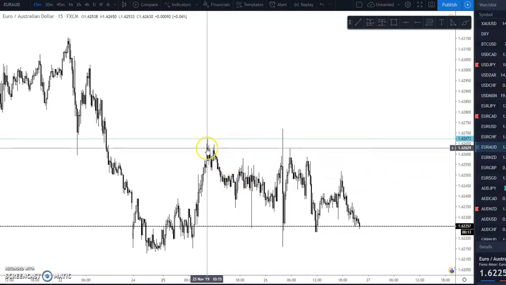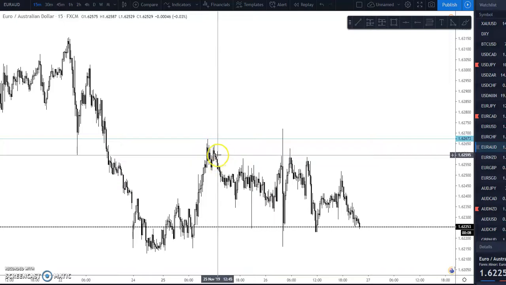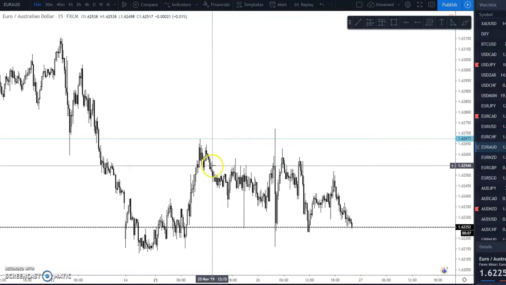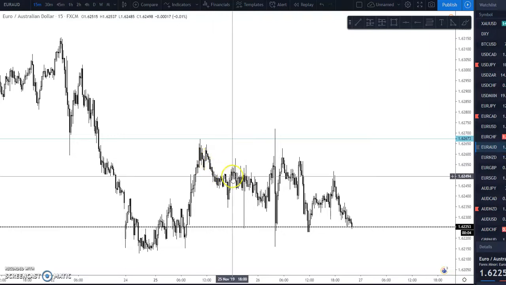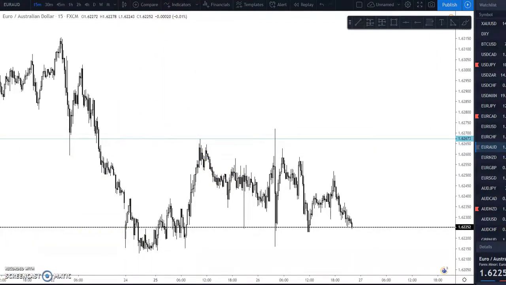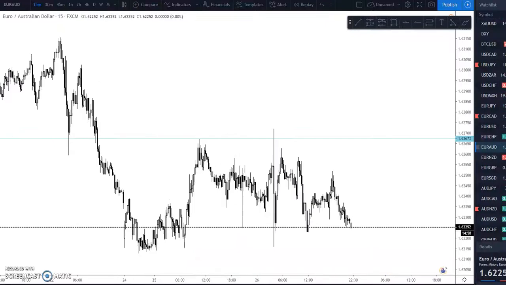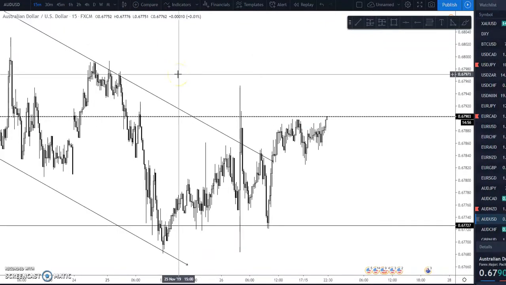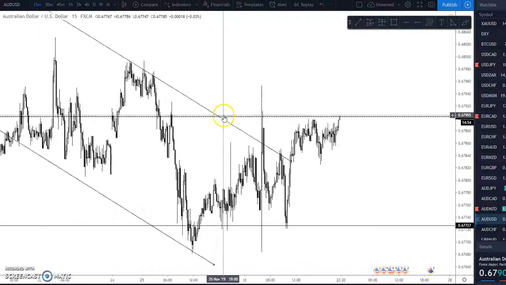And then we do see the wicks to the upside, which signal another bearish momentum over here. And then we can see the engulfing candlesticks occurring over here. So that is the analysis for AUD USD relative to Euro AUD. These are typically negative 80 to 90% correlated all the time.